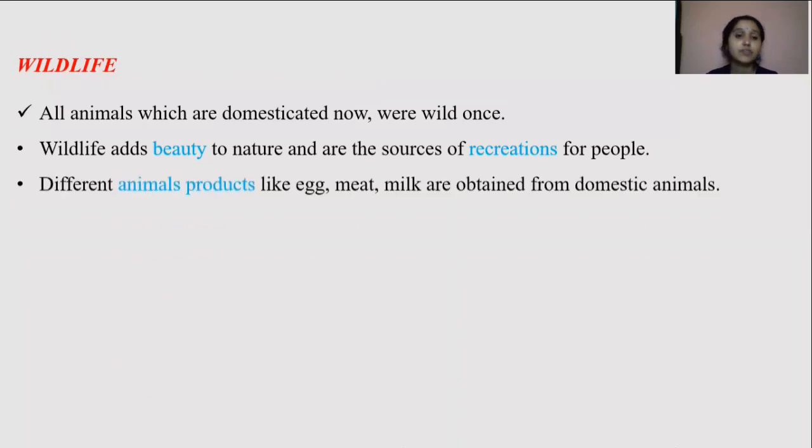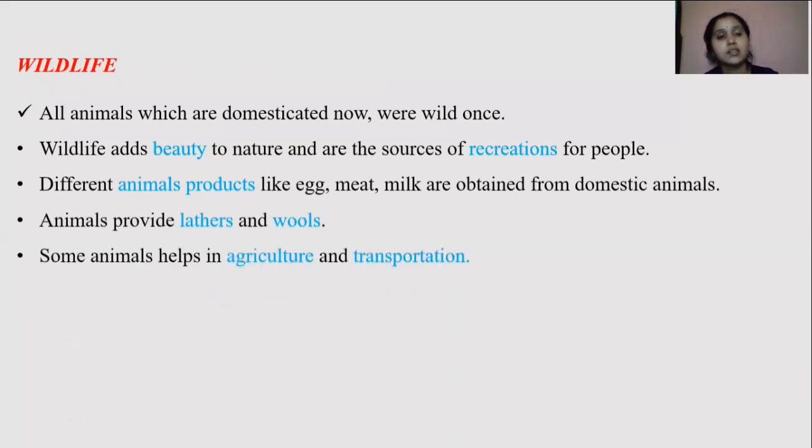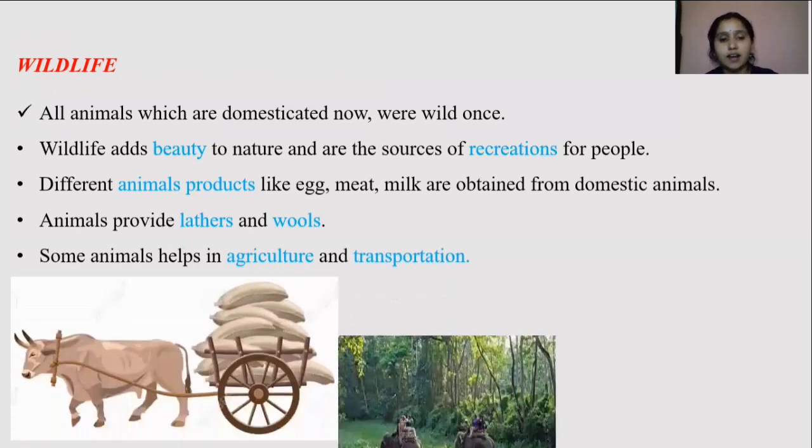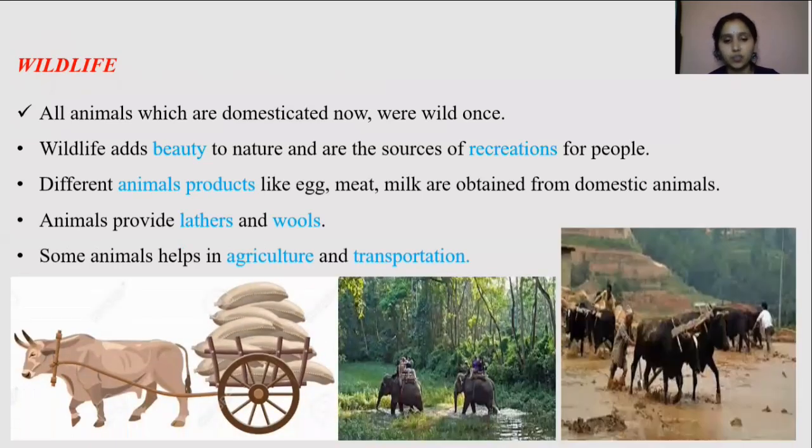And different animal products like eggs, meat, milk are obtained from domestic animals. And animals also provide leather and wool. Some animals help in agriculture and transportation. We can see here how animals are used in agriculture and transportation. We can see here, yes, we love elephant riding. You can see people riding on the elephant. And here you can see an ox being used for ploughing the land. That means it is used in agriculture.